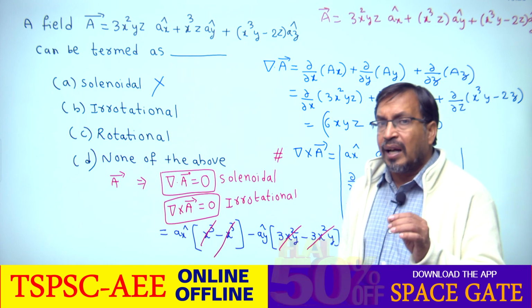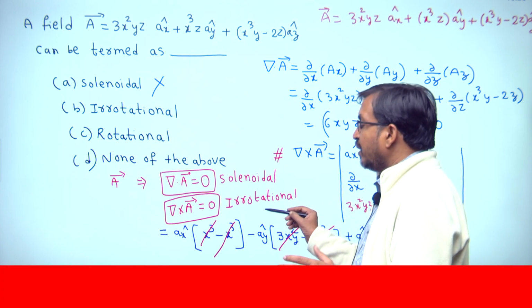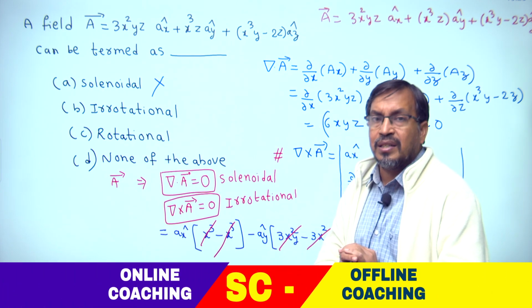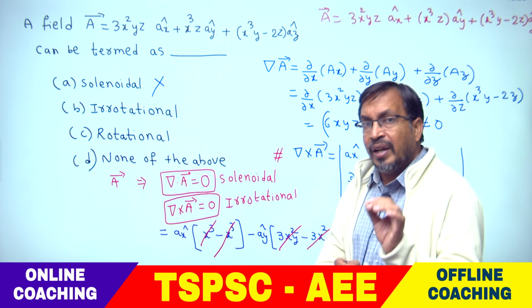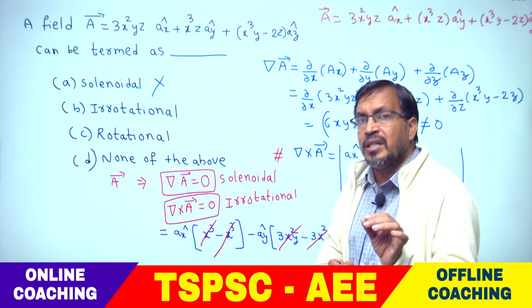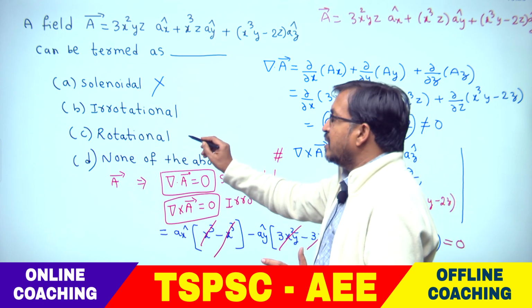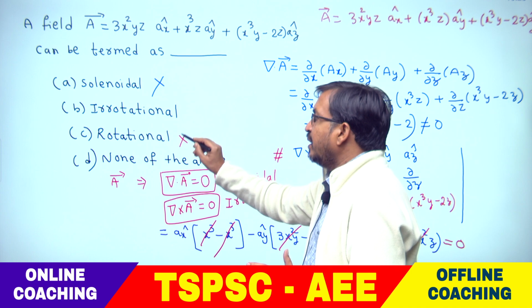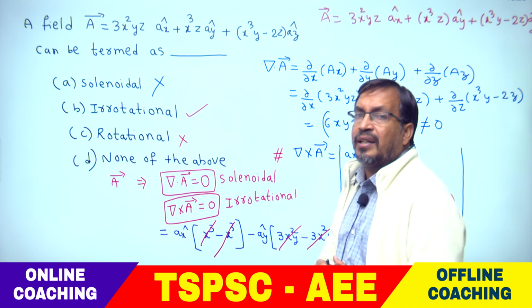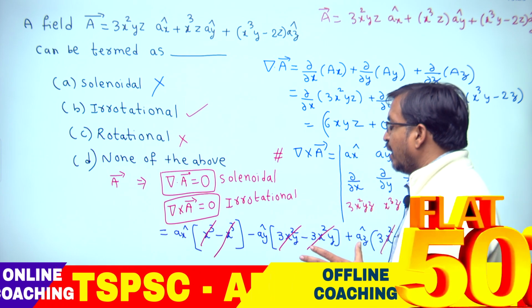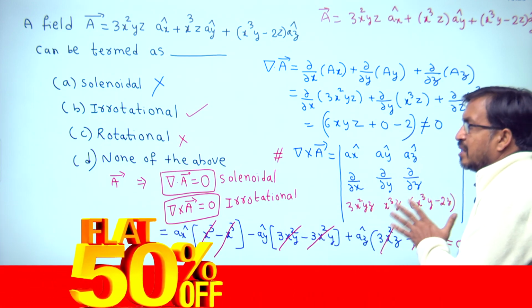When the curl is 0, what is that? Irrotational. That is irrotational. And when divergence equals 0, that is known as solenoidal. So, here the answer is: it is not rotational, it is irrotational. It is irrotational because the curl value is 0.